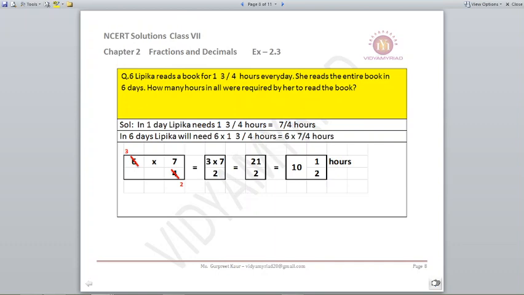So let's begin. So in one day, how much does Lipika read? 3/4. Converted into the improper fraction, it will be 7/4 hours. In 6 days means it will be multiplied by 6 times. So 6 multiplied by 7/4. Now 6 and 4, if you see, they are divisible by 2, so 3 and 2. It will be 3 into 7, 21, and 2 divided. You will get your final answer as 10 1/2 hours is the total number of hours that she was required to read the book.